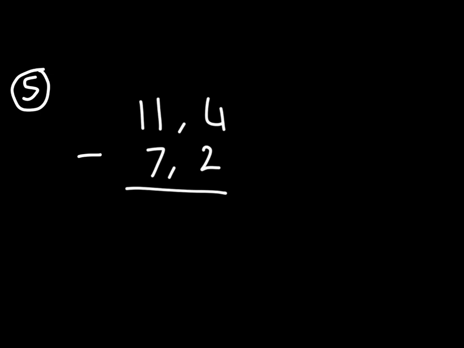For question number 5, we are once again subtracting, and we subtract 7,2 from 11,4. And remember our golden rule, make sure that our decimal points are correctly lined up. So we can start on the right hand side, and 4 minus 2 is 2. We keep the comma there, and we know that 11 minus 7 is going to give us 4.